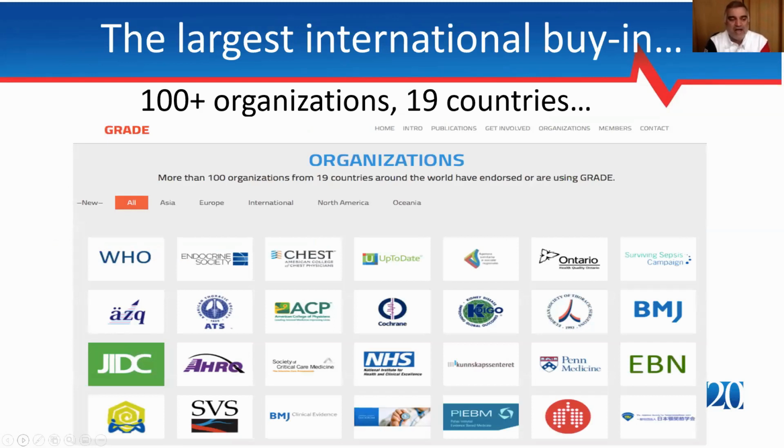And there's just a graphic on the GRADE website about the different organizations, including WHO, ACP, the American College of Physicians, UpToDate, CHEST, the Surviving Sepsis Campaign. There's a couple of Canadian organizations there that are also using it. So lots of organizations now have picked up GRADE. It's probably now the international standard by which most guideline organizations produce their products. Next.